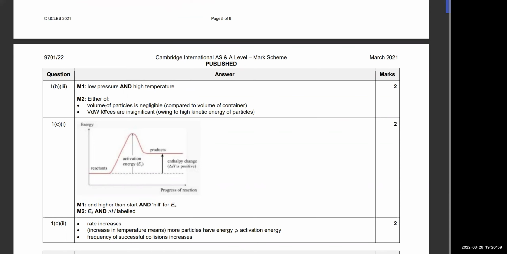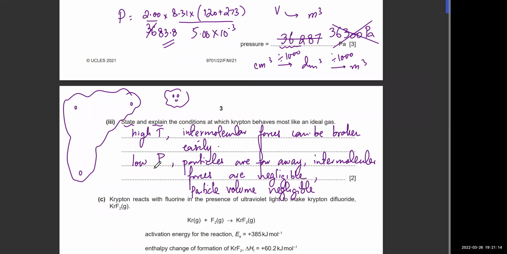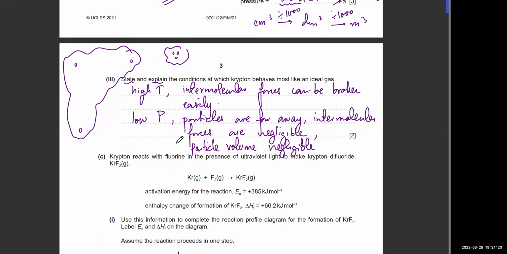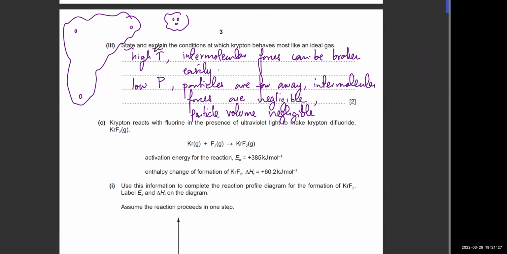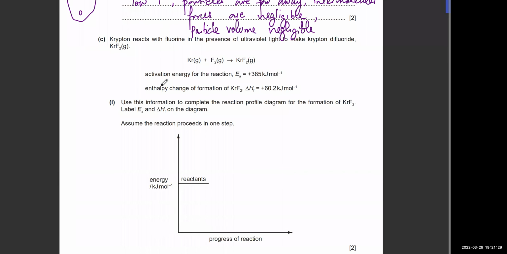And the explanation was that either the intermolecular forces are insignificant, so we wrote that, or the volume of the particles is negligible compared to the volume of the container. So both answers are going to be acceptable in this case. So we wrote both of them, high temperatures, low pressure. So either the intermolecular forces become negligible. So under these conditions, gases would behave more like gases, or any substance would behave as a gas at high temperatures and low pressures.